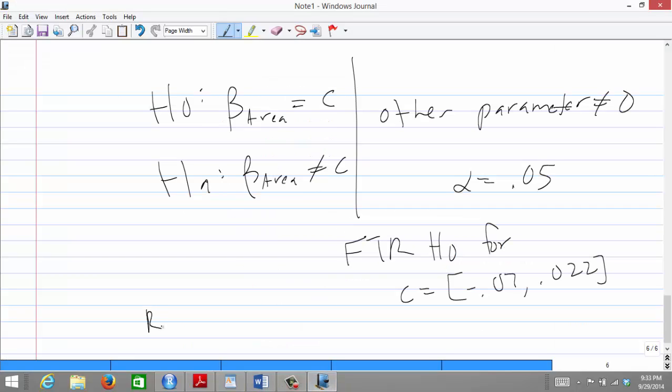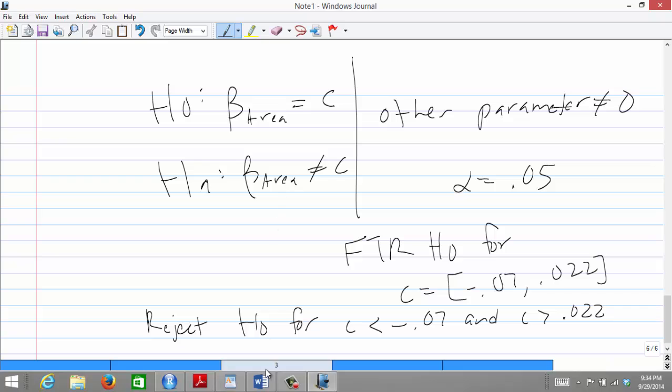On the other hand, we would reject the null hypothesis for C less than negative 0.07 and C greater than 0.022, where of course we're not going to worry about the round off error here. You get the idea. So for any values outside of our confidence interval for beta area, we would in fact reject the null hypothesis and conclude the alternative hypothesis for this particular test.